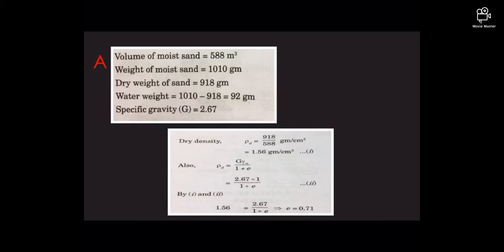So we have to connect the equation. We know the dry density rho D or gamma D is G gamma W by 1 plus E. Here we know G and gamma W is given as 1. So just substitute for gamma D or rho D, that's the dry density. So we are getting E is equal to 0.71.